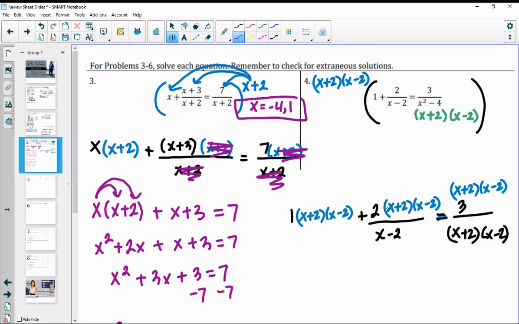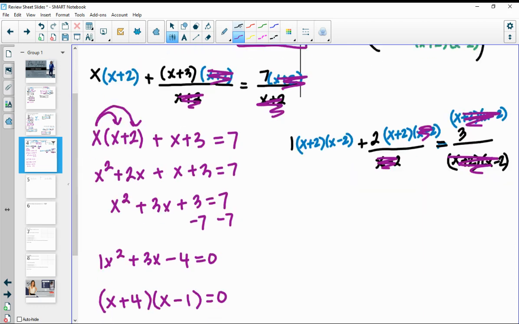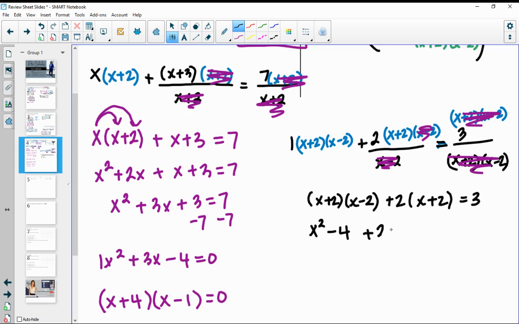So there's nothing that cancels out here. The x minus 2's cancel, and over here, both of them cancel. So now we're going to start expanding this. Okay, so we have this x plus 2 times x minus 2. And then we have the 2 times x plus 2. And then we have equals 3. So this will multiply out to x squared minus 4. If we do x times x is x squared, negative 2x and 2x will cancel, and then the final term will be negative 4. And then here we'll distribute the 2, so we get plus 2x plus 4, and then equals 3.